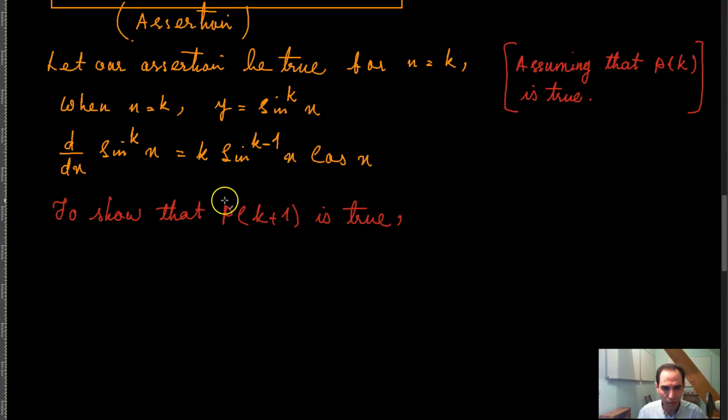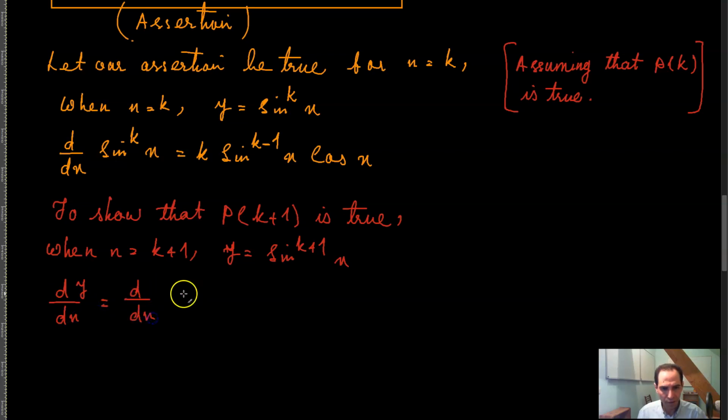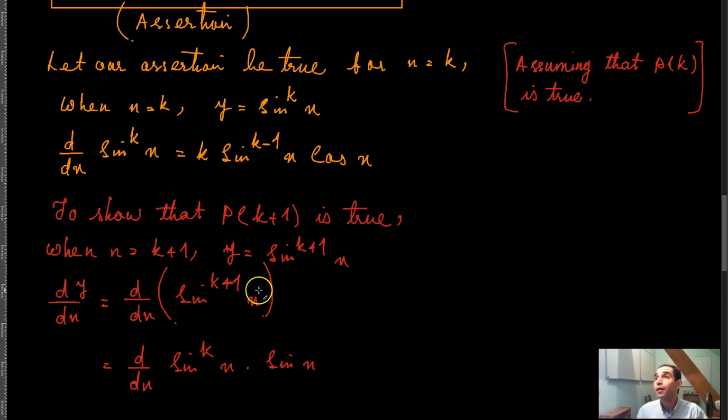what I can say is that of course I can calculate the derivative of P of k plus 1, meaning that when n is equal to k plus 1, then y would be equal to sine raised to the power k plus 1 of x. And then dy by dx would be equal to d by dx of sine raised to the power k plus 1 of x, which is the same thing as d by dx of sine raised to the power k of x times sine x. Or you can say sine x times sine raised to the power k. I want to write it that way to agree with the solution. So sine x times sine raised to the power k of x.